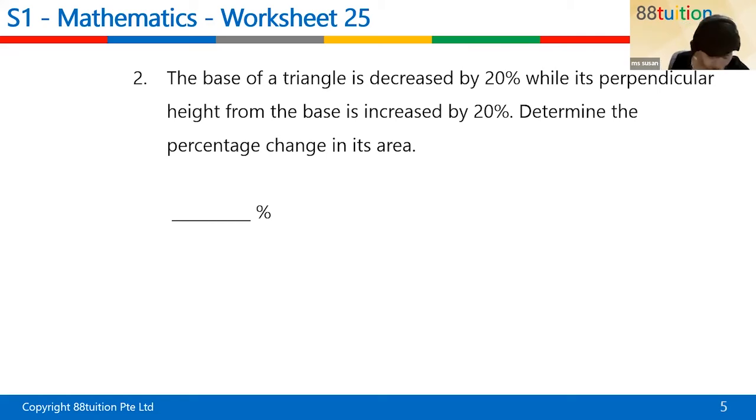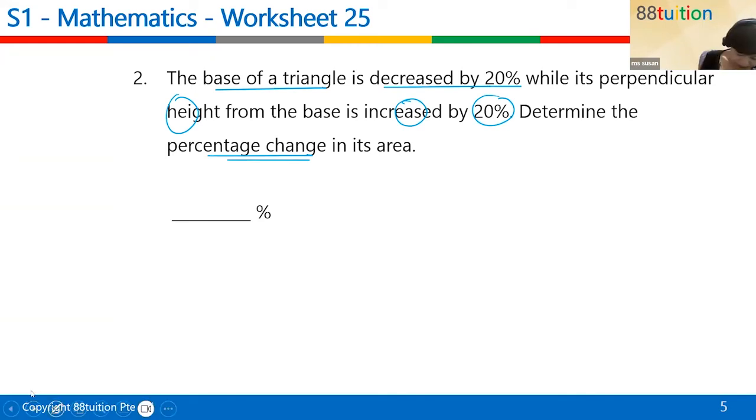Now he's talking about a shape, and this shape is a triangle. The base of a triangle is decreased by 20%, while the perpendicular height from the base is increased by 20%, one decrease and one increase. Determine the percentage change. So what is the final change in this area? Very simple. We just want to focus on 2 things: one is the base and one is the height. So how to do it?